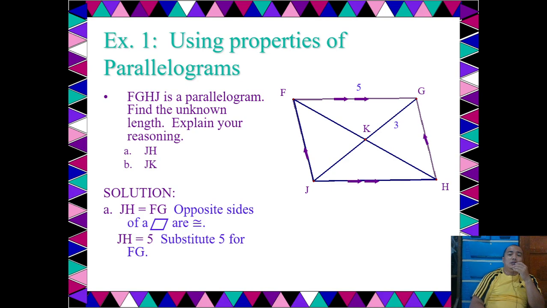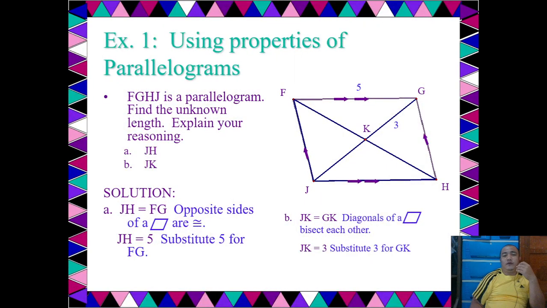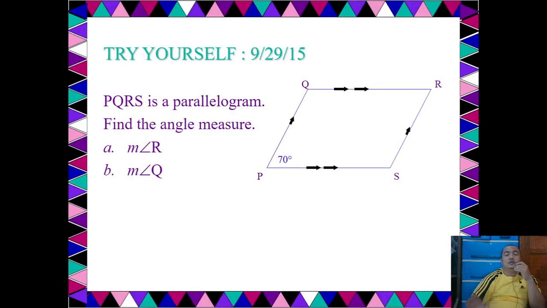So JH is equal to FG. Opposite sides of a parallelogram are congruent. JH is 5. Substitute 5 for FG. So therefore, JH is 5. For B, JK is equal to GK. Diagonals of a parallelogram bisect each other. So JK is 3. Substitute 3 for GK. So JK is also 3. Try it yourself.